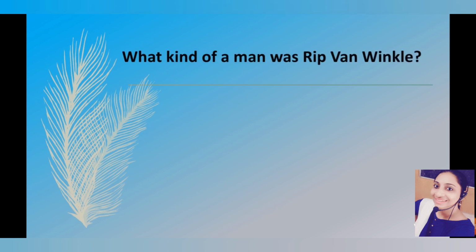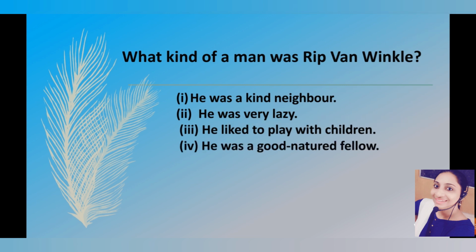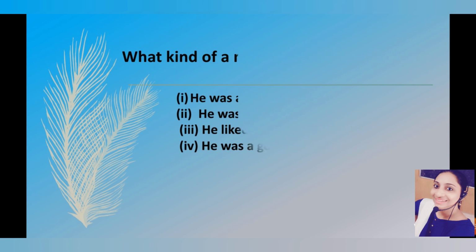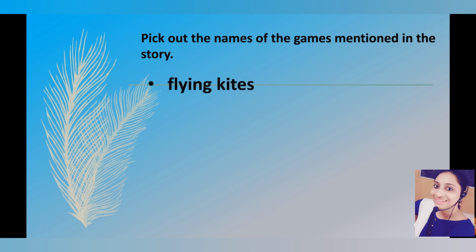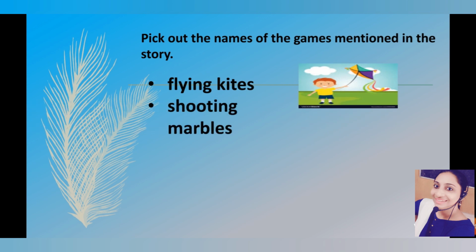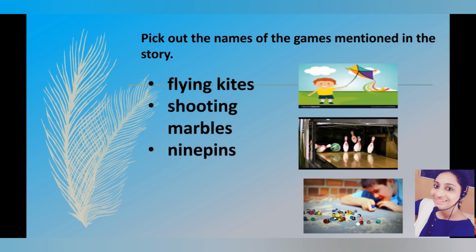What kind of a man was Rip Van Winkle? He was a kind neighbor. He was very lazy. He liked to play with children. He was a good-natured fellow. Okay, next. Pick out the names of the games mentioned in the story. One is flying kites, right? Then shooting marbles and nine pins. Okay, you can see the nine pins in the second picture and shooting marbles in the third picture.